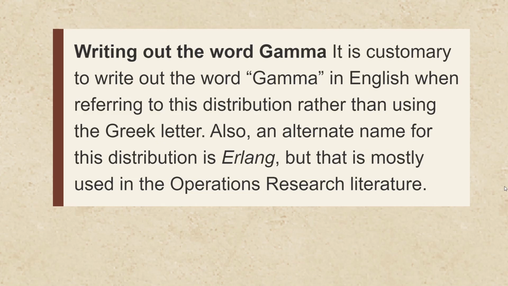Now, it turns out it's customary to write out the word gamma in English when referring to this distribution rather than just using the Greek letter. Also, an alternate name for this distribution is Erlang, but that is mostly used in the operations research literature.